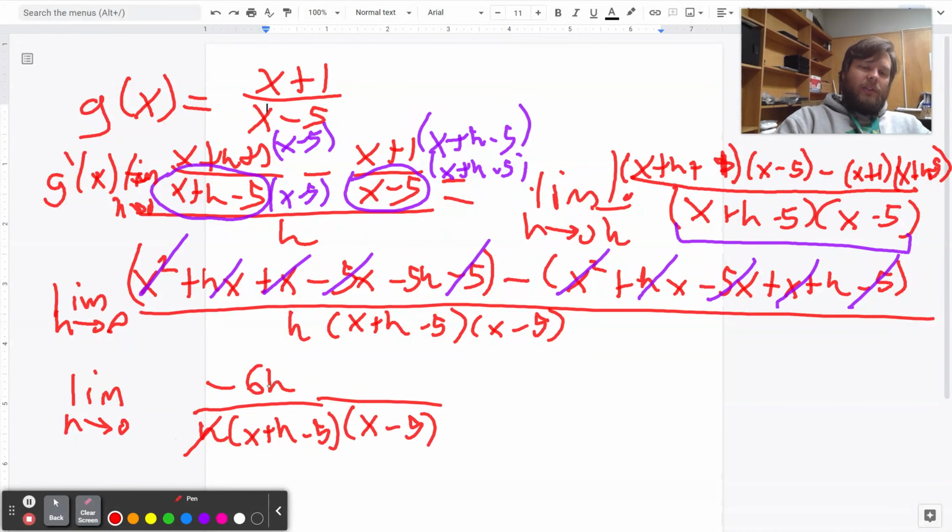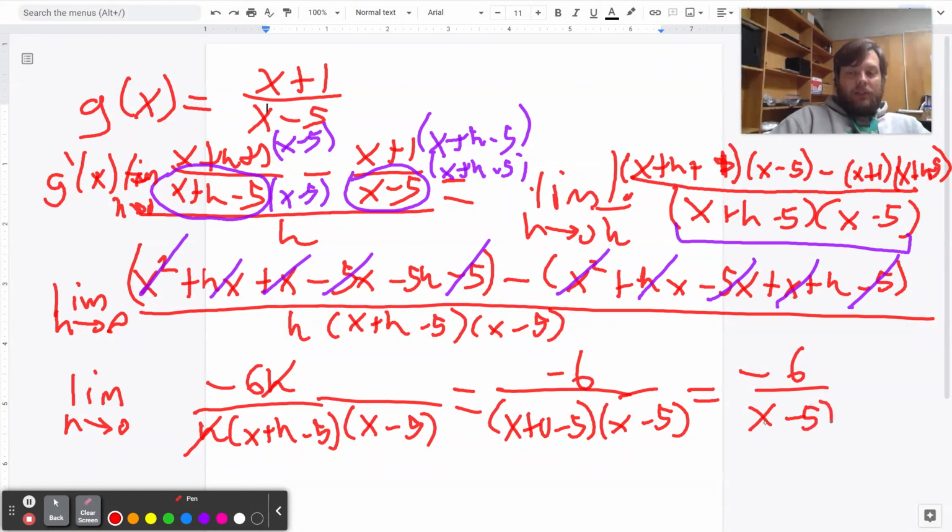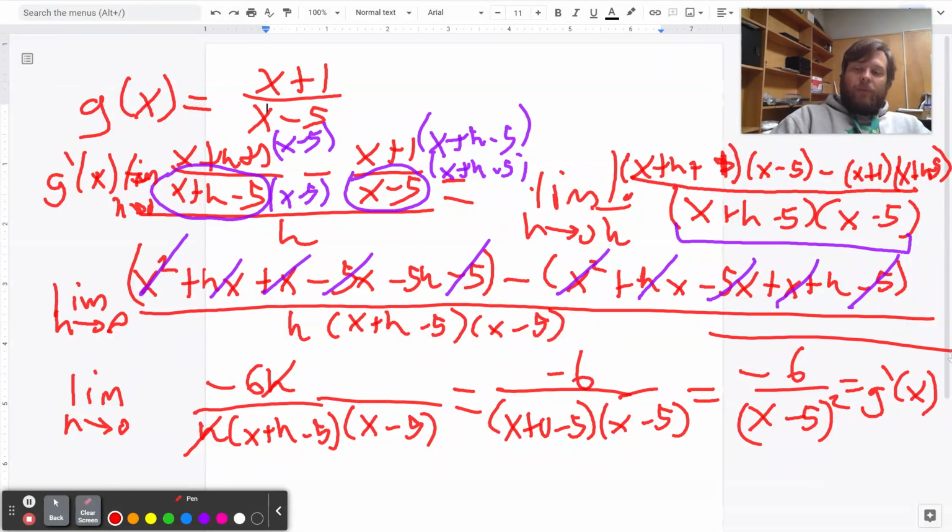Just like in the polynomial example, your h's disappear. Now you can plug in h equals 0, and you get negative 6 over (x plus 0 minus 5)(x minus 5). And those are really the same factor on the denominator twice. So you can write it as negative 6 over (x minus 5) squared. That's your derivative. So whenever you have a fraction, a rational function, you want to find the common denominator and cancel everything out when you're doing first principles.